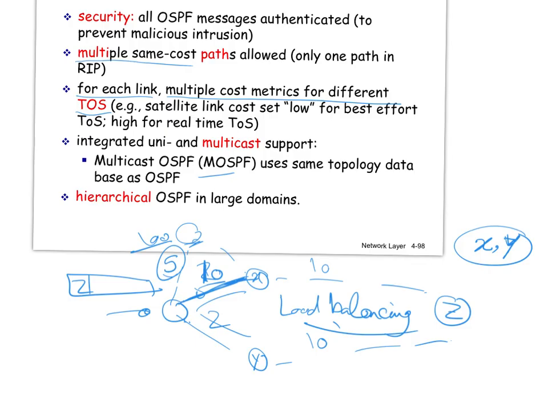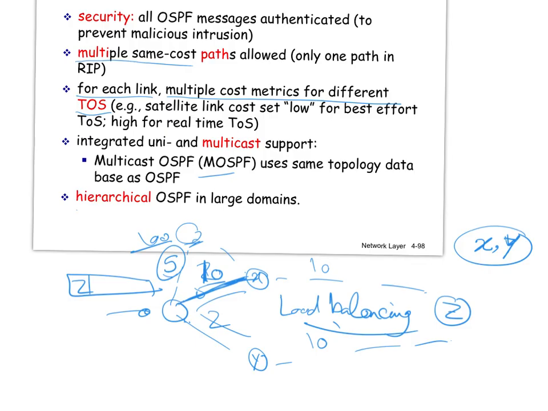Multicast is point to many points. So I'm sending to a group of destinations, not just one destination. So I can send to both ports at the same time. Okay? So multicast OSPF is the extension of OSPF to deal with multicast sessions. And here, we're not talking about route updates. Here, we're talking about routing data. Clear?